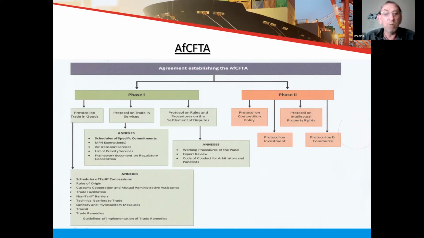But there's a lot still to be done in this part. Phase two only covers certain things like intellectual property rights, investments, e-commerce, and competition policies. So phase two is more the legal side. But phase one is the part that we're going to be interested in. This is the part where it affects trade literally on a day-to-day basis. So that's just an overview of what the actual agreement looks like.